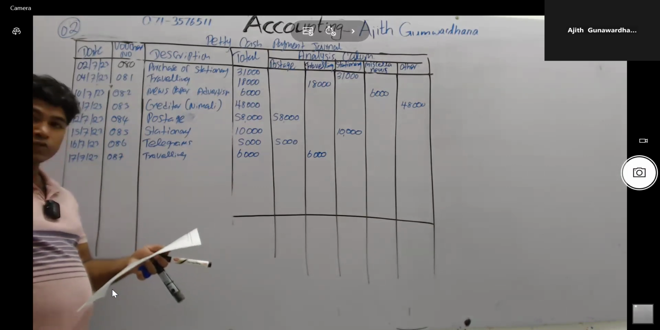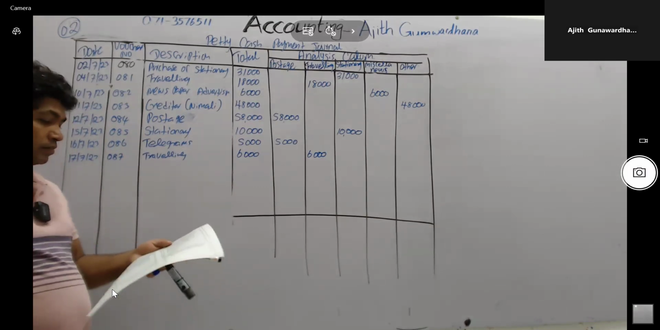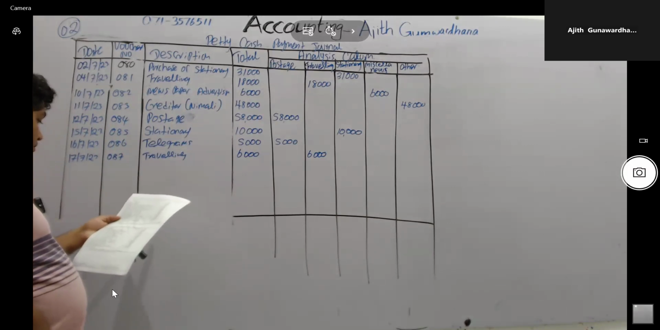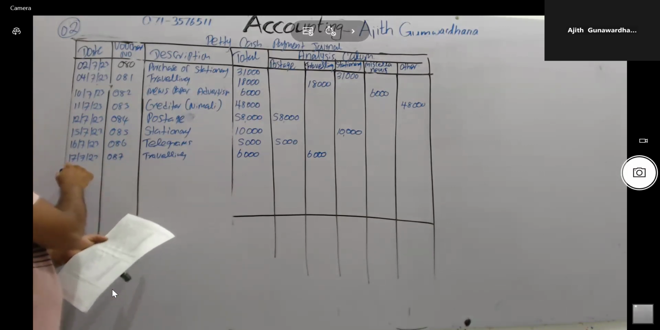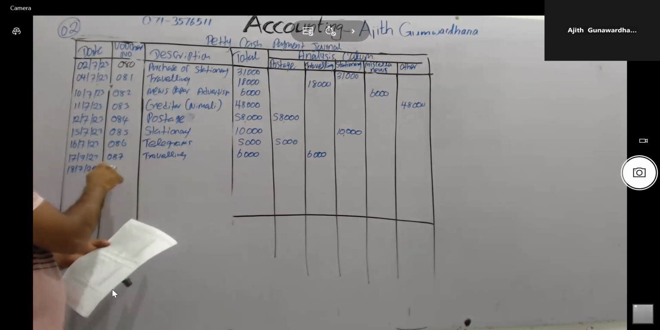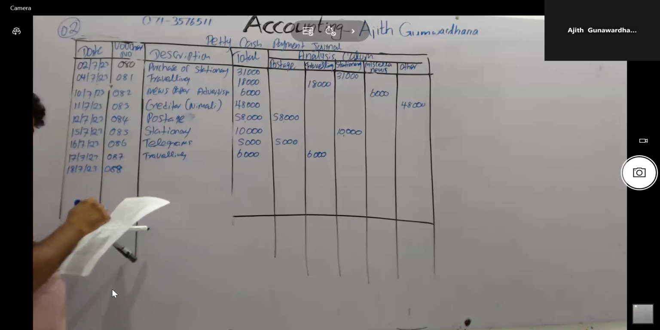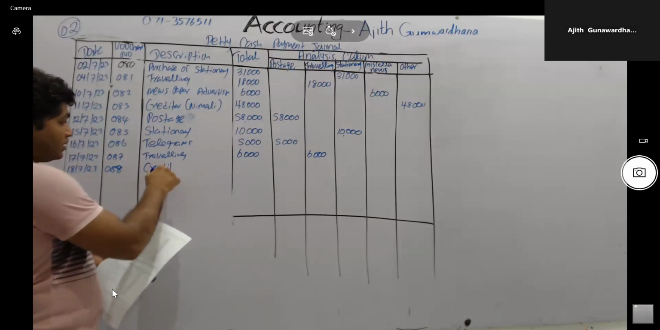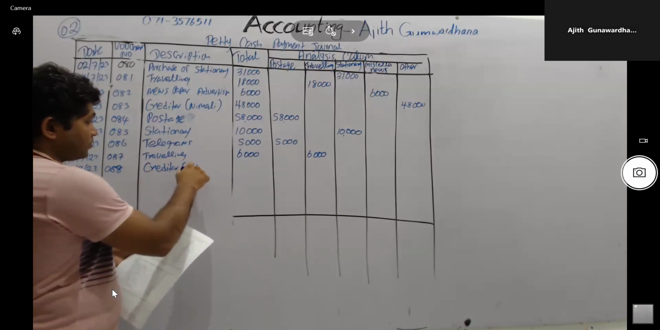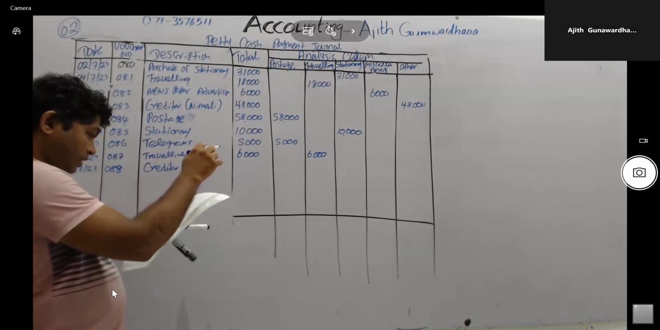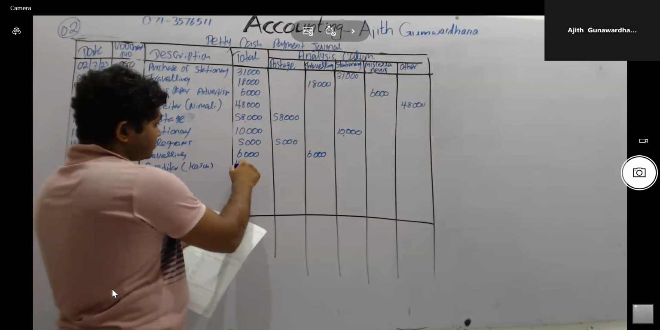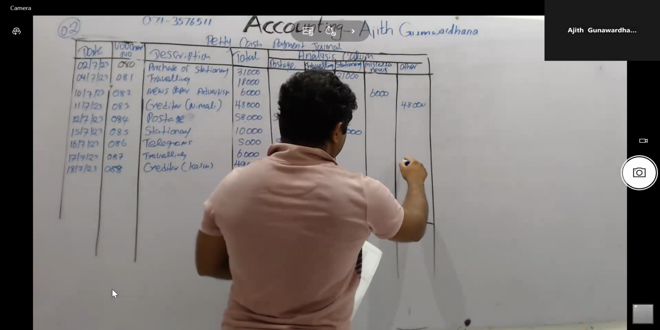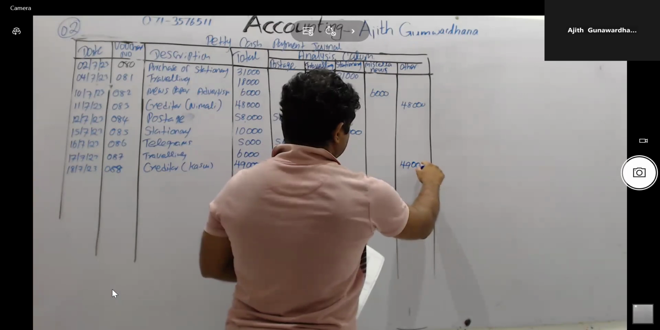And next one, payment to Kasun. Kasun is a creditor. You have to know how to prepare the petty cash payment journal. Date 18 July 23, 088. Payment to Kasun. Kasun is a creditor. Therefore, creditor within brackets Kasun. Payment to creditors, Kasun, 49,000. Payment for creditors should be recorded in the other column, 49,000.